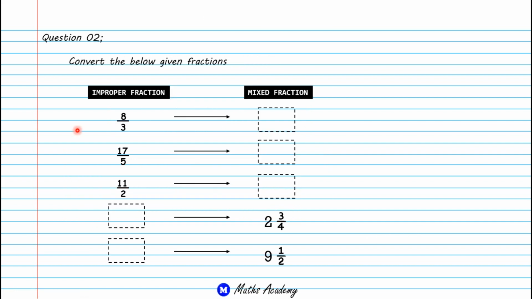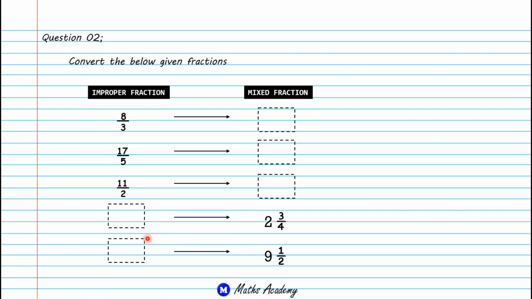Question number 2. It says to convert the given fractions. First they have given 3 improper fractions and we have to convert them to mixed fractions, and they have given 2 mixed fractions and we have to convert them into improper fractions. In my previous video, I taught you how to convert an improper fraction to a mixed fraction and a mixed fraction to an improper fraction. If you haven't watched that video, you can click the link in the description and watch it.